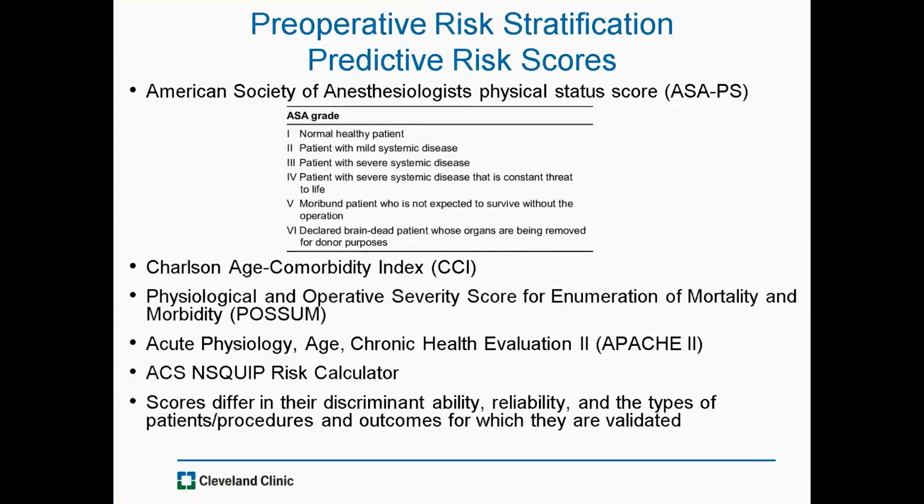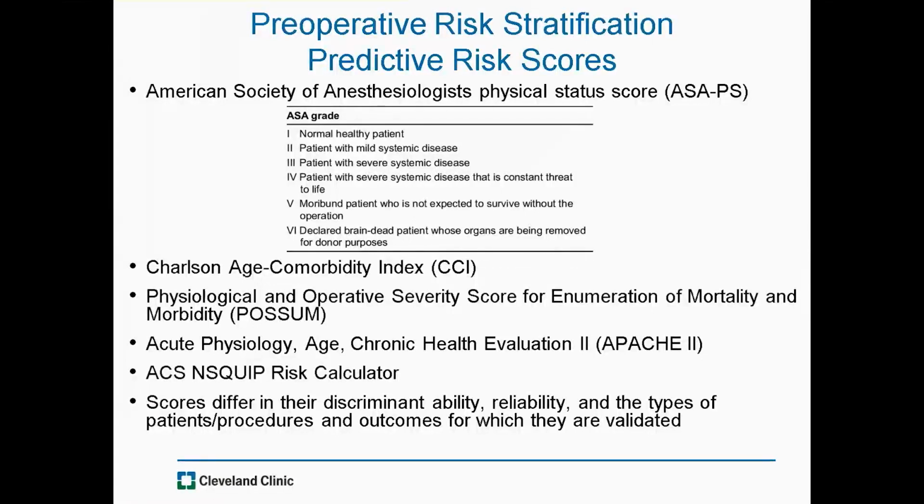It's a very rough estimate at risk, with 1 being a normal healthy patient, 2 being patients with mild systemic disease, 3 is patients with severe systemic disease, 4 are patients with disease that's a constant threat to life, 5 are really the sickest patients who are not expected to survive without an operation, and then 6 is organ harvest operations. And it's a very commonly used score. It's not very granular, but it's used commonly also in research.